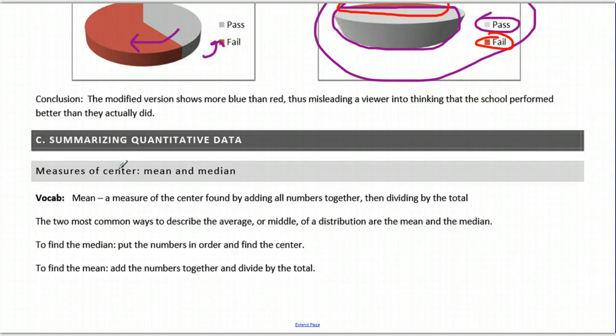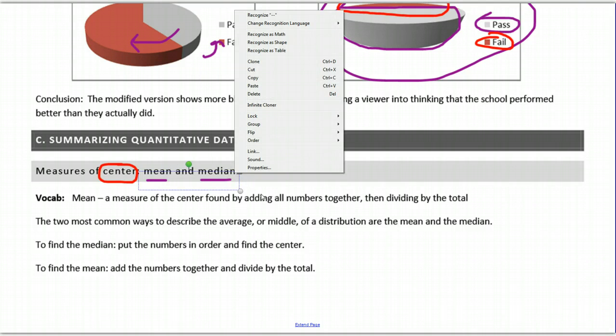In section C, we're going to look at measures of the center. And what we mean by the center is where is the average, the typical, the middle value in a list of numbers. The two most common things we're going to use are mean and median. You may have also heard of mode, the most common number, but we're going to focus on the mean, which is the average, adding them all together and dividing by the total, and the median, which is the center number.